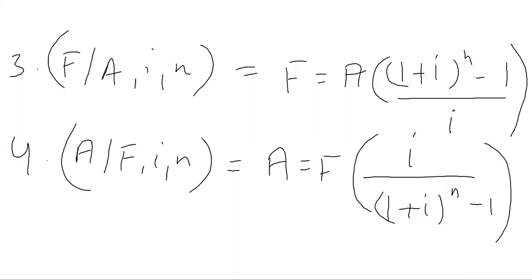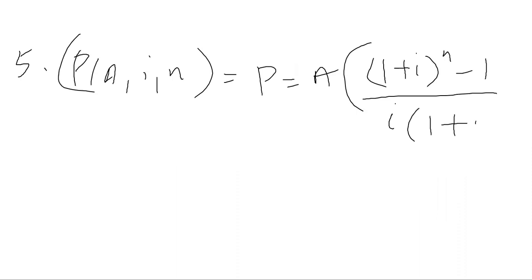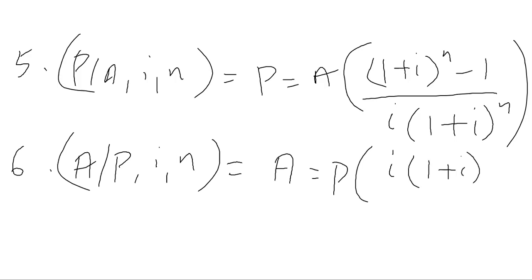Your fifth is your P given A, I, N, where your formula becomes P equal to your A into (1 + I)^N minus 1, by I into (1 + I)^N. And your sixth is the capital recovery factor, A given P, I, N, which is your A equal to your P into the reciprocal, which is I into (1 + I)^N by (1 + I)^N minus 1.